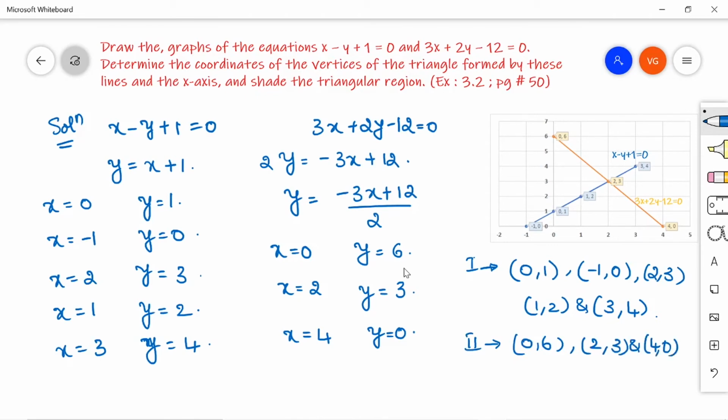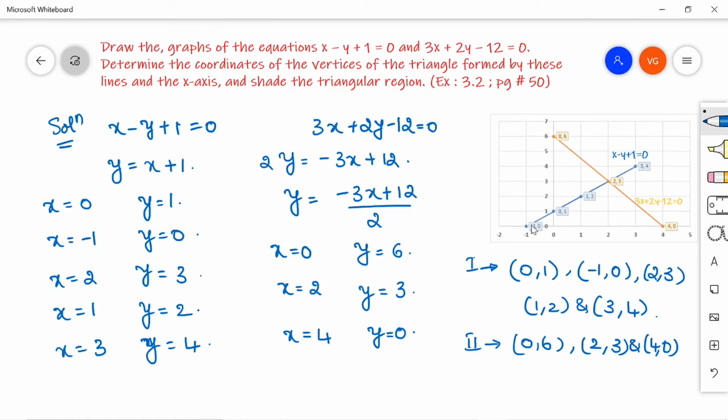Right? So now I have marked all the points of the first equation here and joined them. This straight line will indicate the equation x minus y plus 1 is equal to 0. Similarly, the second set of points I have marked here: (0, 6), (2, 3) and (4, 0). This straight line will indicate 3x plus 2y minus 12 is equal to 0.